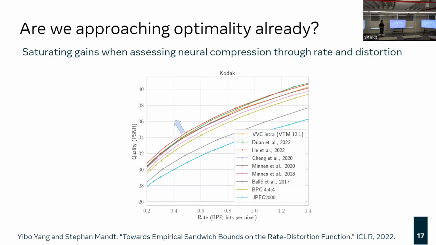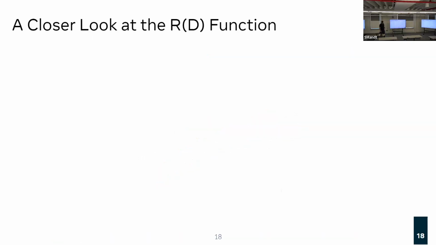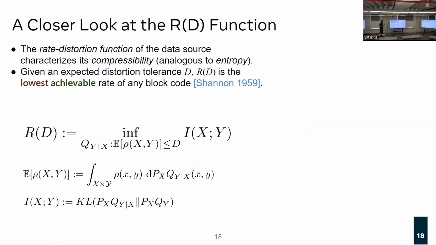And if you just look at this, you might wonder, is there maybe a fundamental limit beyond which we cannot go anymore, right? Is there something that prevents us from pushing this curve further and further? And unfortunately, yes, the answer is true. There is such a quantity, and it's called the information rate distortion function. So let's talk a little bit about that information rate distortion function.